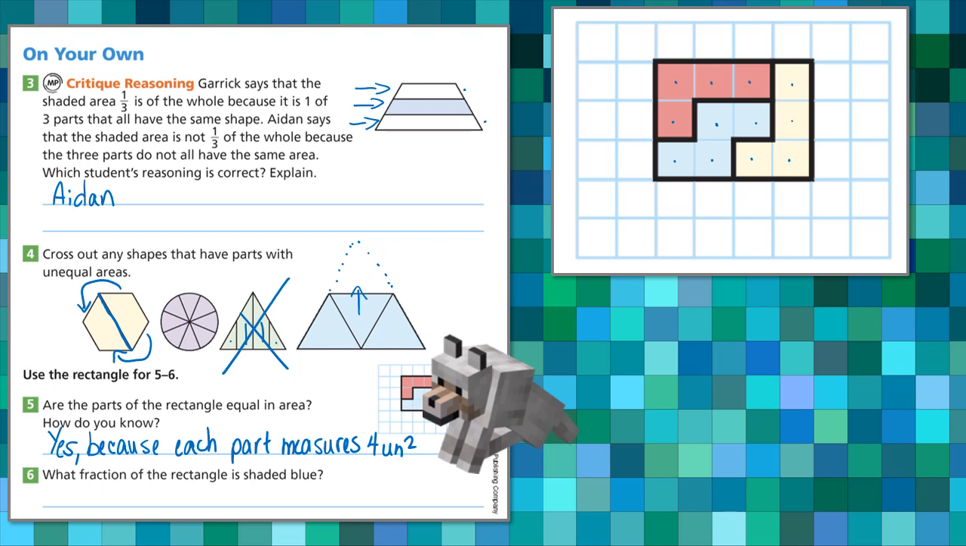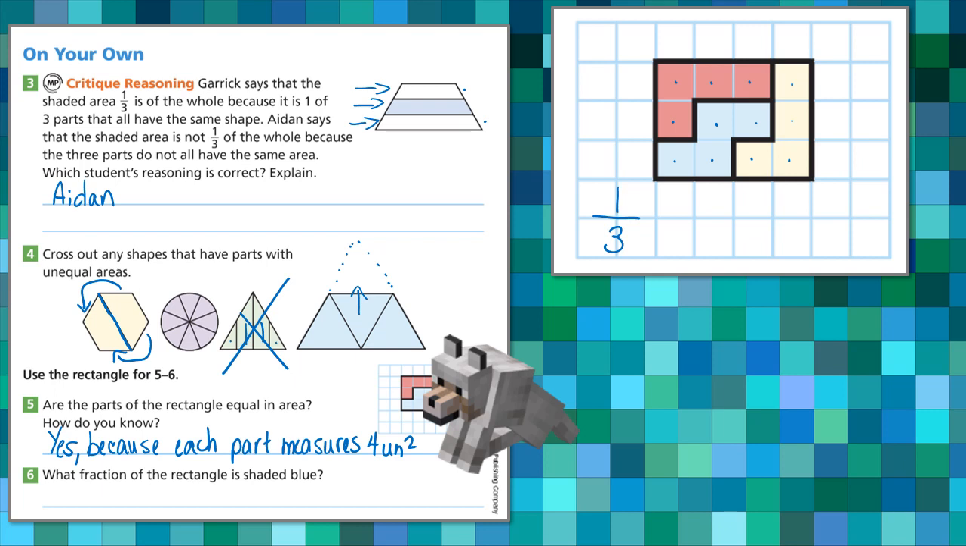And number 6, what fraction of the rectangle is shaded blue? Well, 1/3 of the fraction is shaded blue. Okay, and how did you come up with that? Well, I came up with it because the denominator would be 3 because there are 3 different parts. And the numerator would be 1 because one part of the 3 is blue.